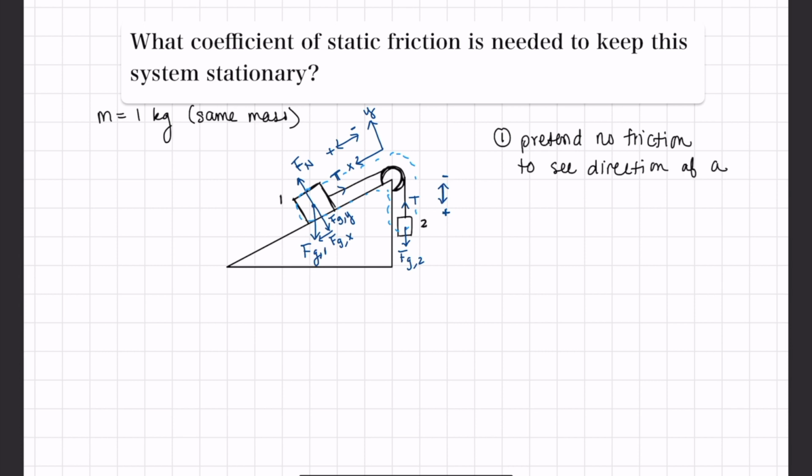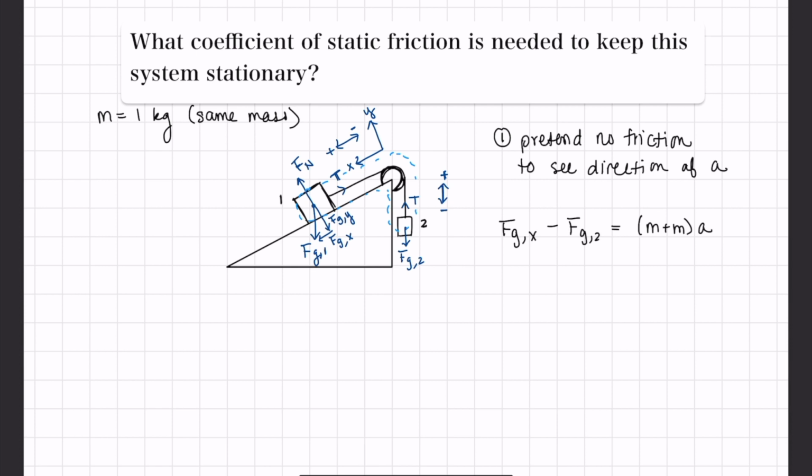So we'll have FG2. Did I do this wrong? Oh my gosh, my apologies. If we carry that along, this should be negative and this should be positive. Okay, so then we're going to have a positive FGX minus FG2 equals total mass, so M plus M times A.